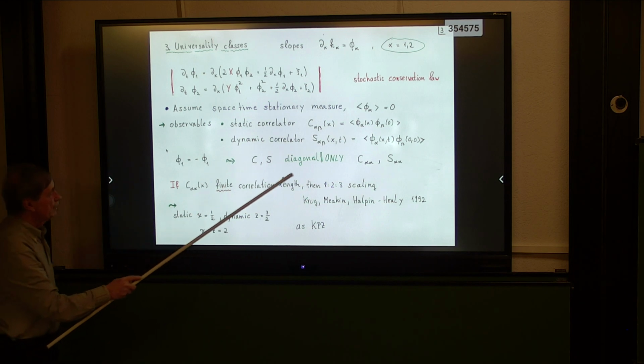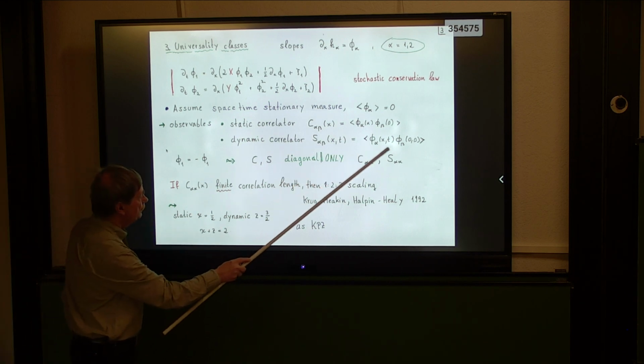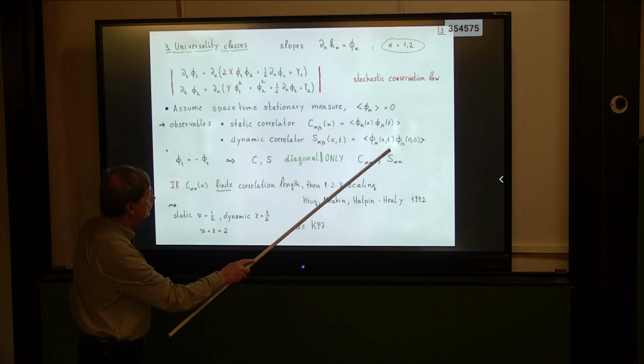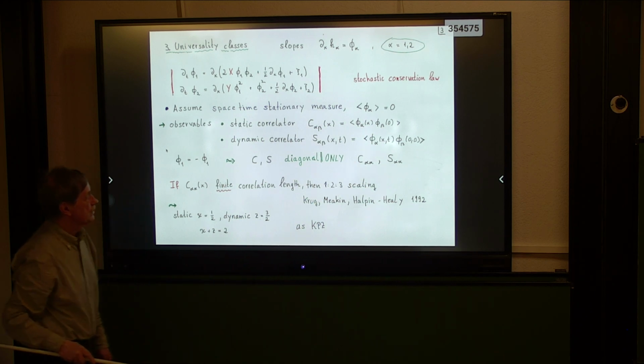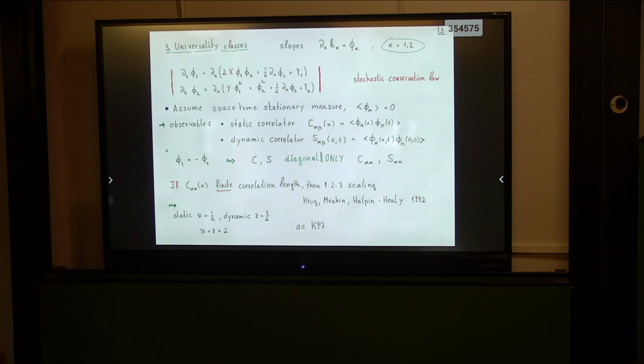the same for the dynamic correlator. It's only the diagonal terms which survive, and the off-diagonal terms are strictly zero. You can verify this also when you run the simulation. I mean, you see this extremely well.